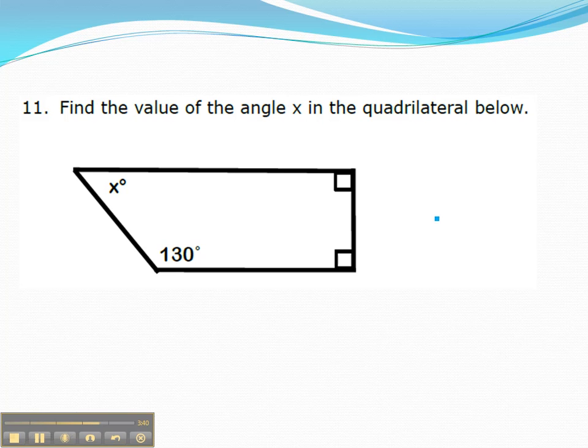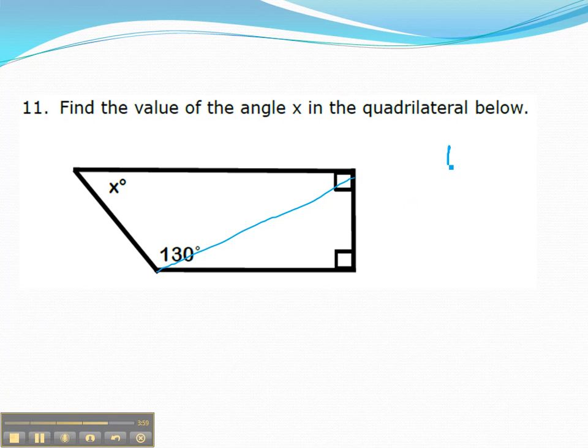Number 11 asks us to find the value of the angle x in the quadrilateral below. Now in quadrilaterals, the angles add up to 360 because you can take any quadrilateral and draw a diagonal and break it up into 2 triangles. So 2 180s equals 360. Or you can remember the activity we did where we tore off the corners and they made a full circle.